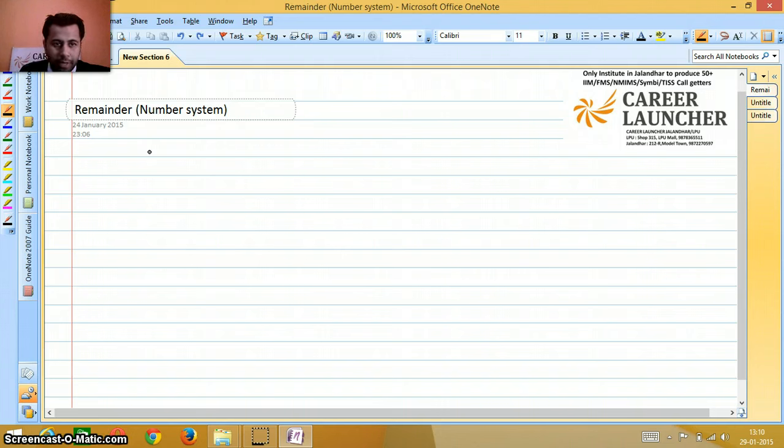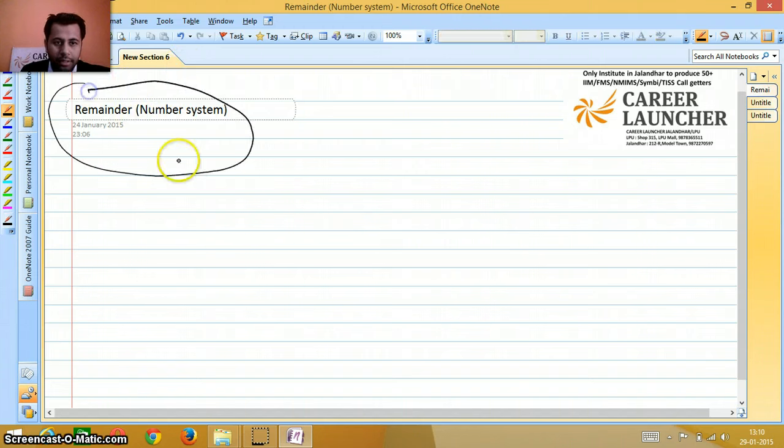Now, remainders is a very important part of CAT. It's a part of number system. So, number system is an important chapter in CAT. In the new pattern, there are around 8 to 10 questions from this very chapter.